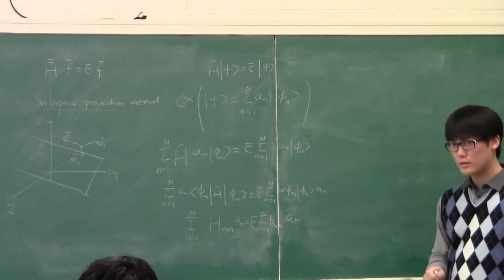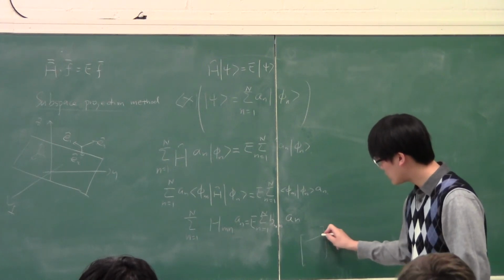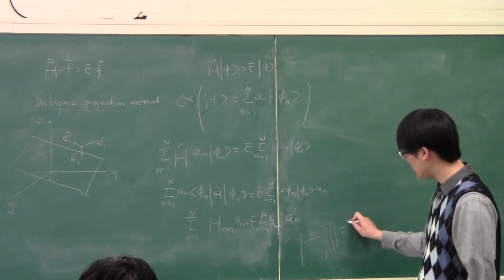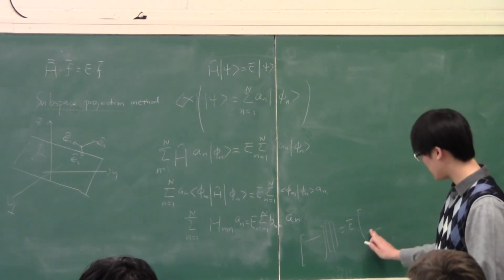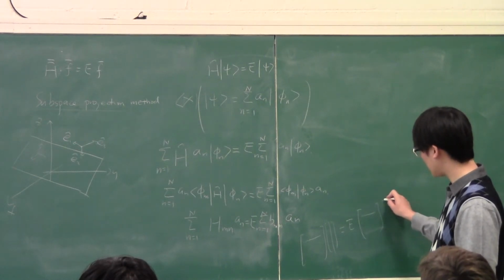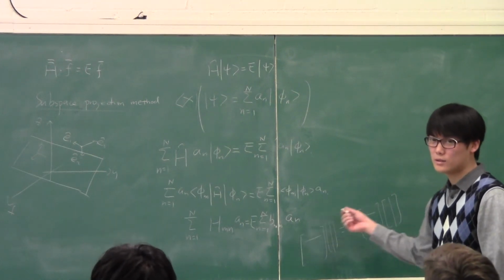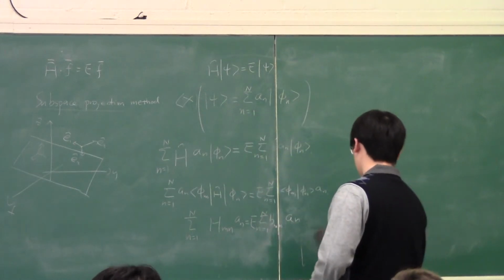So this is like saying this row dot this column vector is equal to E times the same row of some other matrix dotted with this column vector. This is called the generalized eigenvalue problem, and it looks like this.